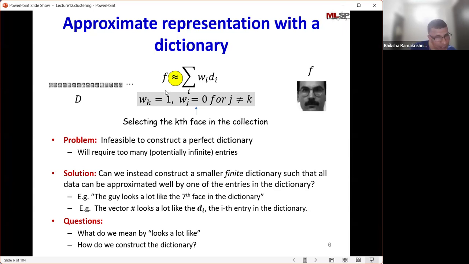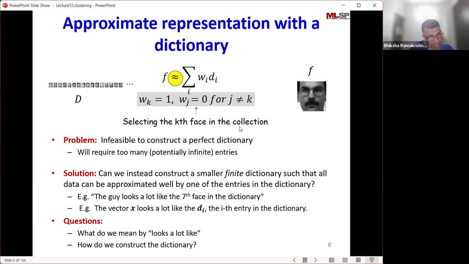The rest is still the same. I'm still going to reconstruct the face as a weighted sum of dictionary entries. The weights are still going to be one hot, meaning 0 for all but one entry and 1 for the one remaining entry.